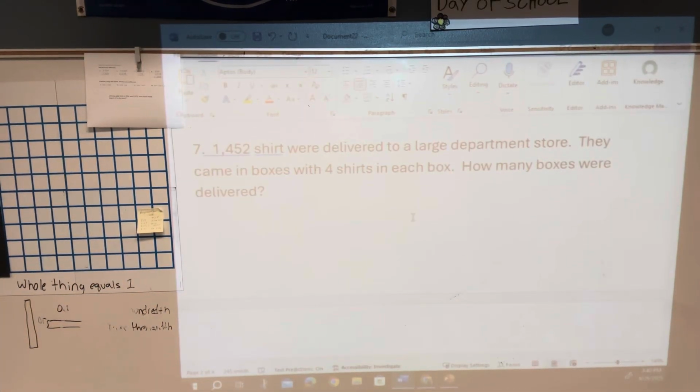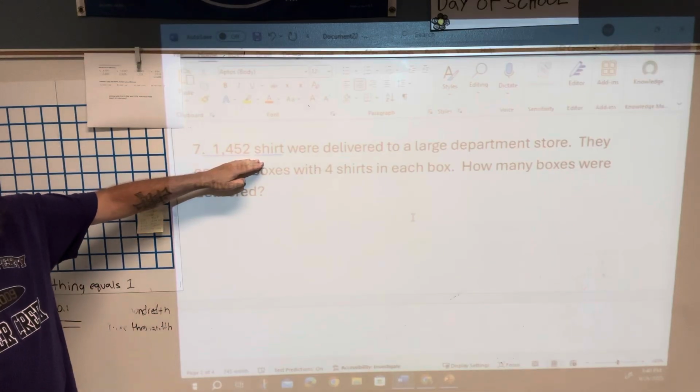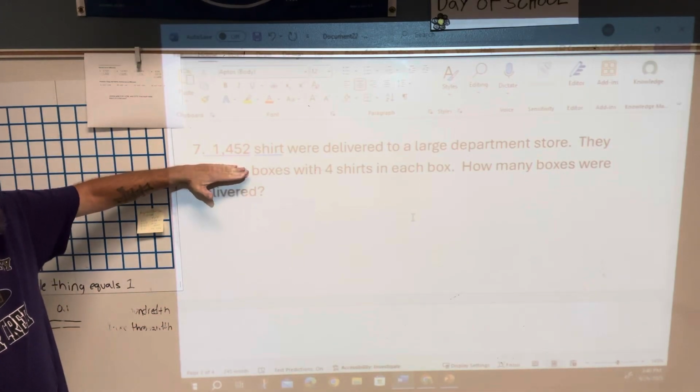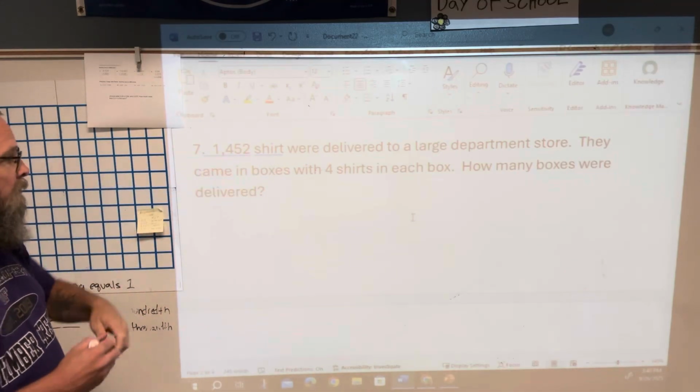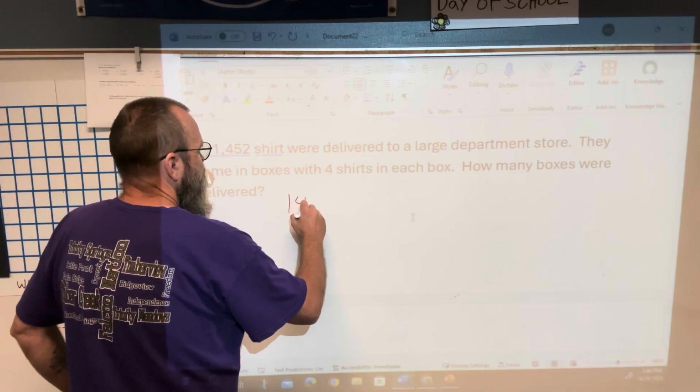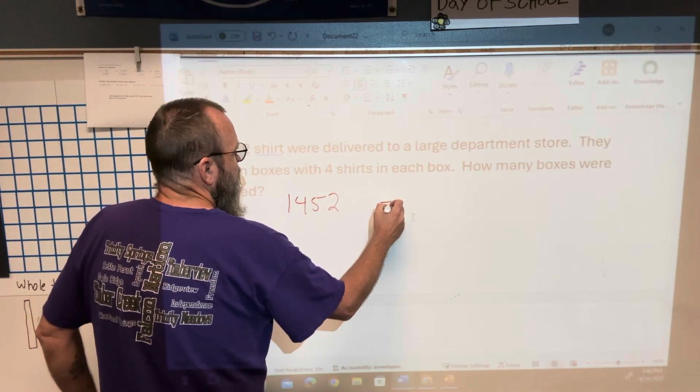Spiral Review 7, problem 7. 1,452 shirts were delivered to a large department store. They came in boxes with 4 shirts in each box. How many boxes were delivered? Let's think. First, we're not going to have 1,452 boxes. So my answer has to be less than 1,452. That's my total.